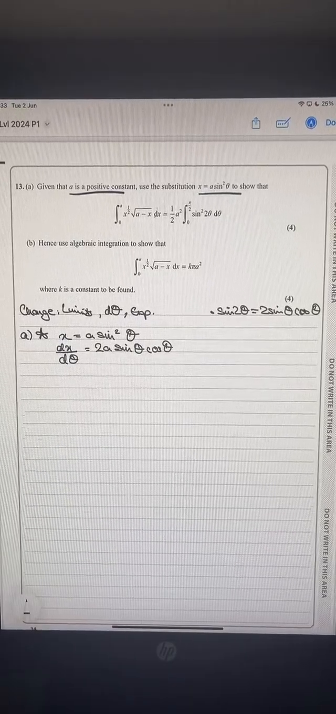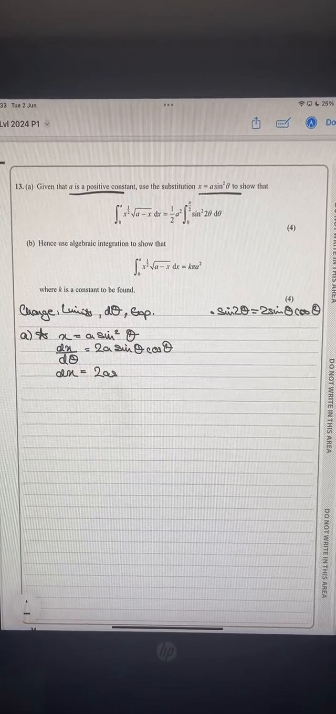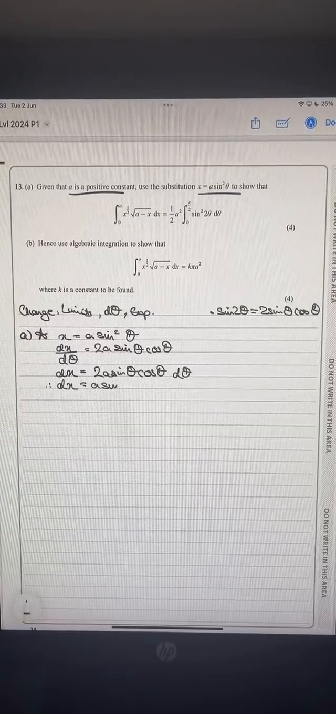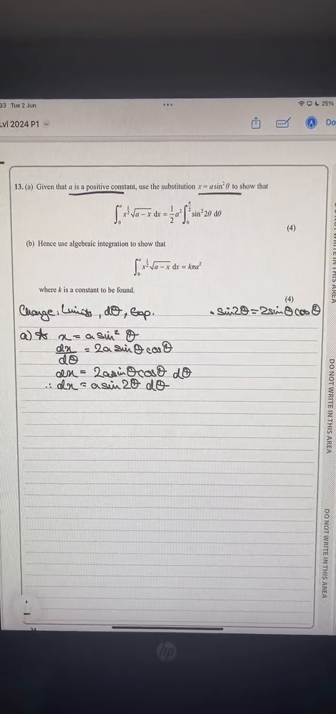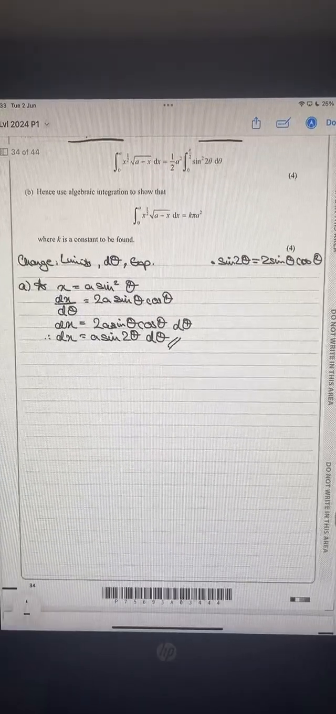Now I want to rearrange for dx because I want to replace dx by d theta with something of d theta. So dx is going to be equal to 2a sine theta cos theta d theta. And I'm going to just clean this up a bit because I know 2a sine theta cos theta is the same as sine 2 theta, which is nice because I want a sine 2 theta. So therefore, dx is equal to a sine 2 theta d theta. So that's the first part done. You'll find that this whole question is just playing with a bunch of algebra, which is why I enjoyed it.